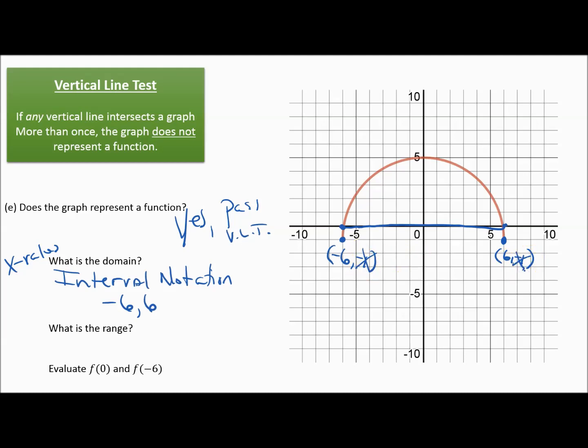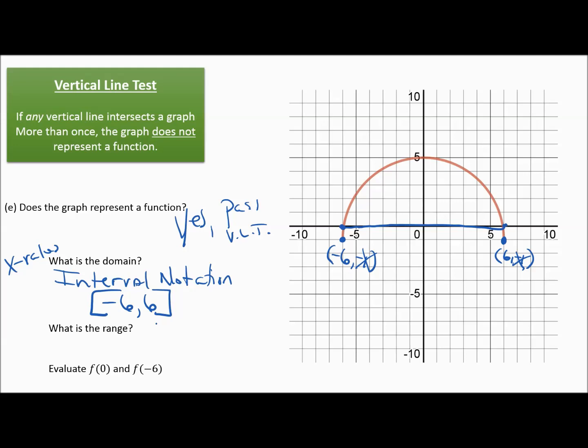Okay, now, do I include the -6? So we got to decide whether we're using parentheses or brackets. Okay, so at this point right here, this -6 is included, so I use a bracket. And this 6 over here is included, so I use a bracket. And this is what is called interval notation. We're talking about every number between -6 and +6. So we say bracket -6 to bracket +6. That includes every number in between.